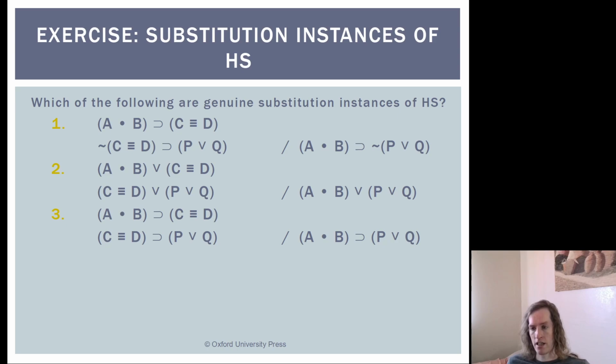All right, in our second example, we have A and B, or C if and only if D, and C if and only if D, or P or Q. And we can conclude A and B, or P or Q.